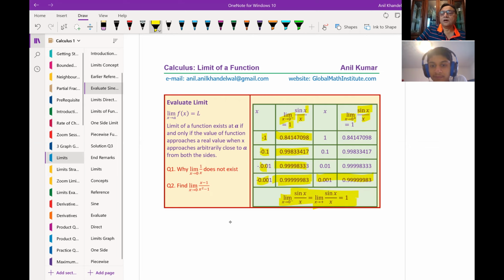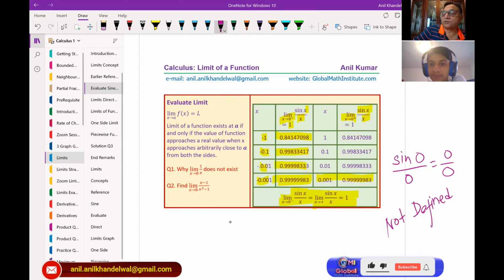Now, can you put 0 and see what the value of the function could be? We have sine of 0 over 0. Now, sine of 0 is 0, right? You know that. And over 0. This is called indeterminate. 0 over 0 is not defined, correct? So you see, the function is not defined at x equals 0.